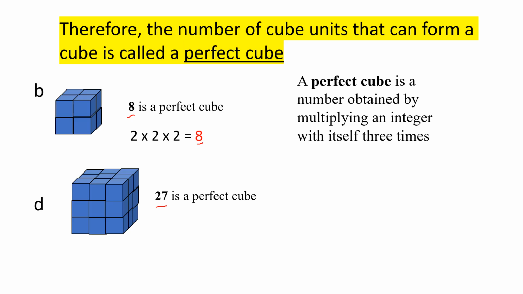But once again, if you have 8 unit cubes, you can form a cube, and this 8 is a perfect cube. Now, how about 27, class? Is there a number that when you multiply it by itself 3 times, you will get 27? What would be that number, class? That's correct. That would be 3, right? Because if you multiply 3 times 3 times 3, that would be 27. So therefore, class, 27 is a perfect cube because there is a number that when we multiply it by itself 3 times, we will get 27, and that would be 3.